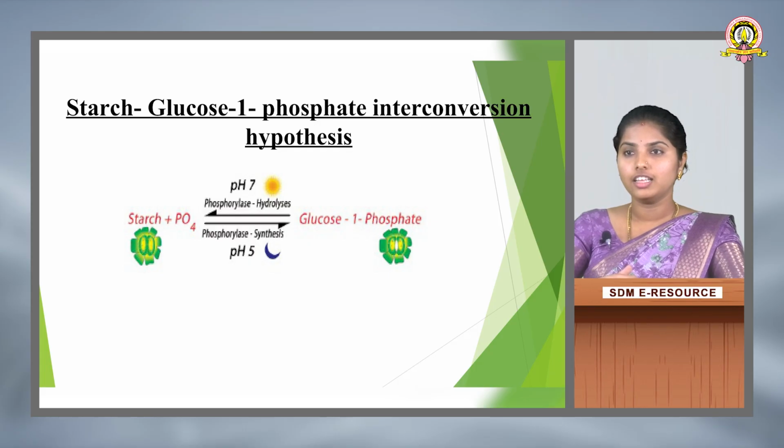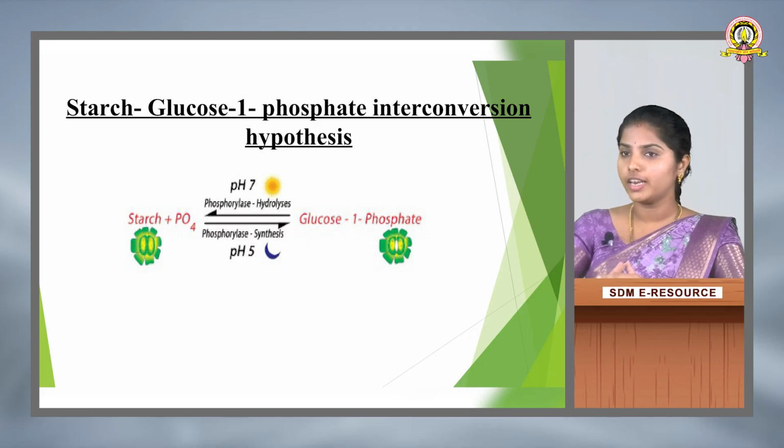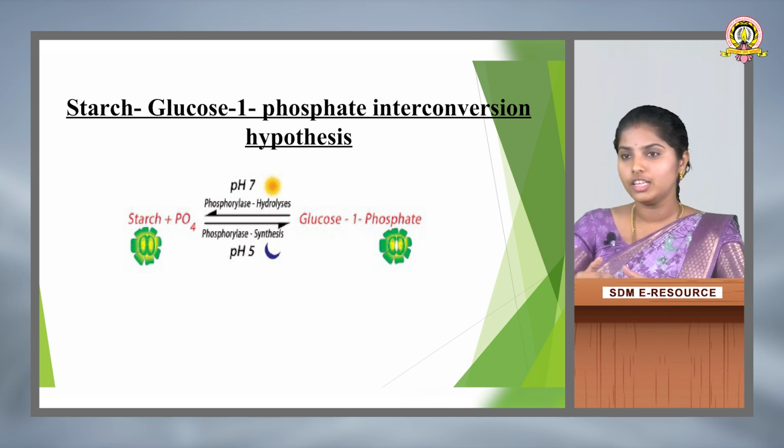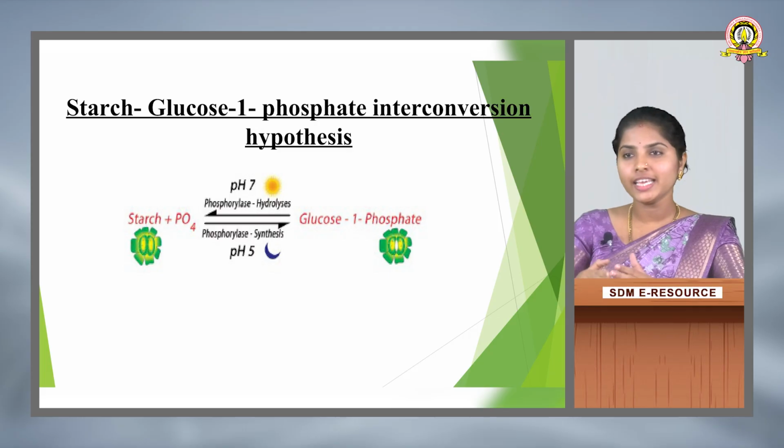this theory, the stomatal movement, that is opening and closing of stomata, is due to the conversion of starch into glucose 1-phosphate during light in the guard cells of stomata, whereas its closure is due to the conversion of glucose 1-phosphate into starch, that is during dark. It is based on the activity of the enzyme phosphorylase in the guard cell.